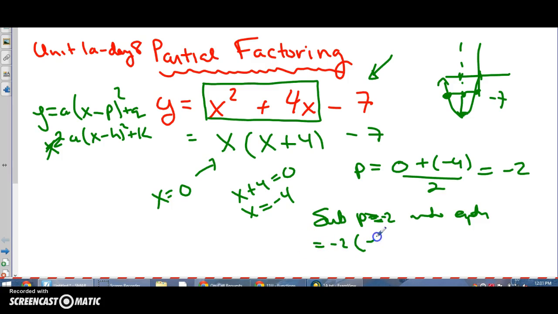So I have -2 times (-2 plus 4) minus 7, and that's going to be -2 times 2, which is -4, minus 7. I'm running out of room here. I guess it's -11.